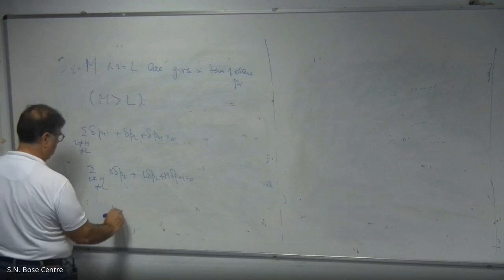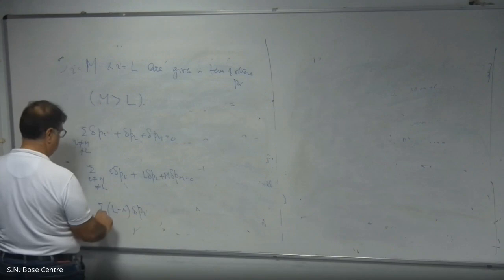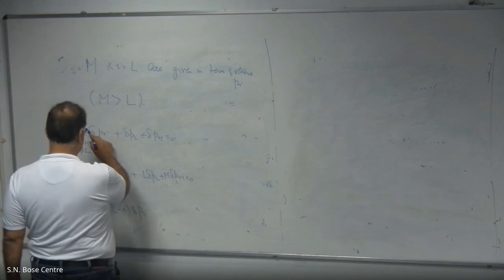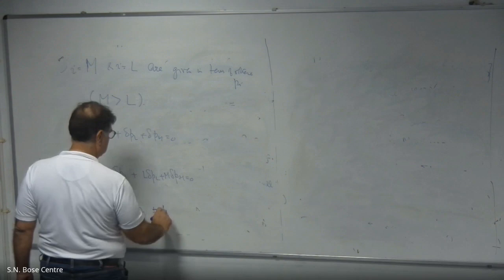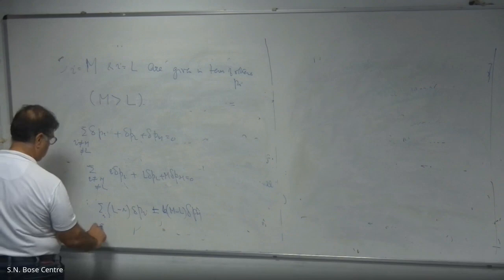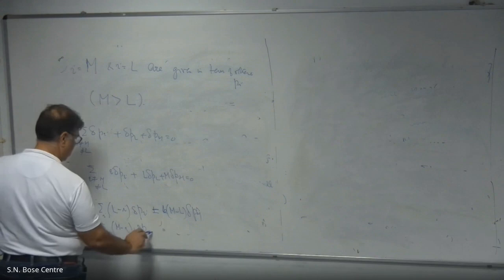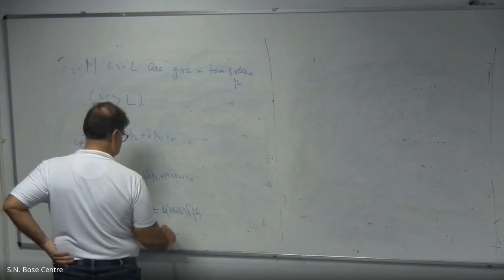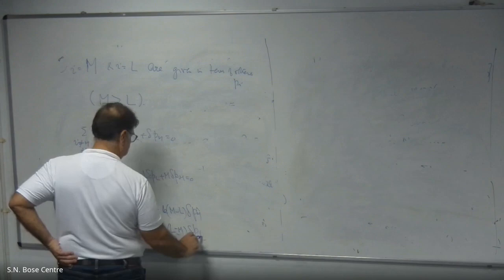L minus i delta p_i summed over i, right? I'm multiplying by L and subtracting, and that is equal to m minus L delta p_n. I multiply by m and subtract, I get m minus i delta p_i is equal to l minus m delta p_l. So I know delta p_m and delta p_l in terms of the other p_i's, right? So let's write the energy.